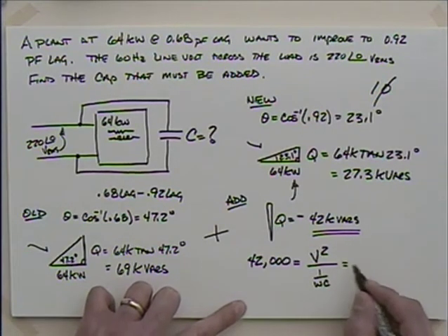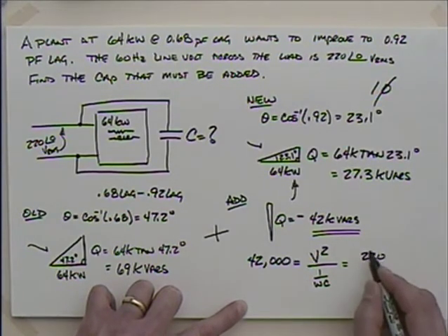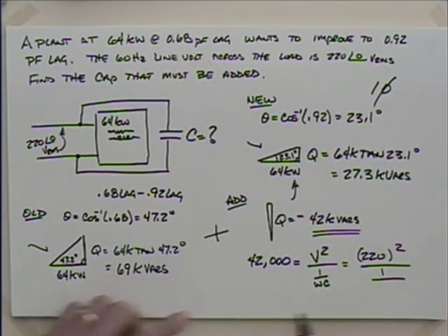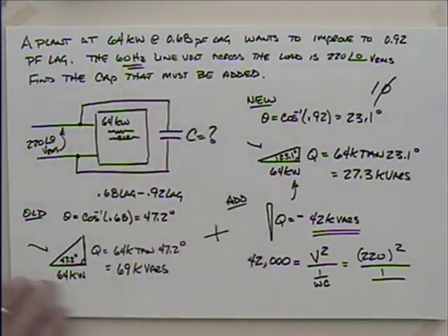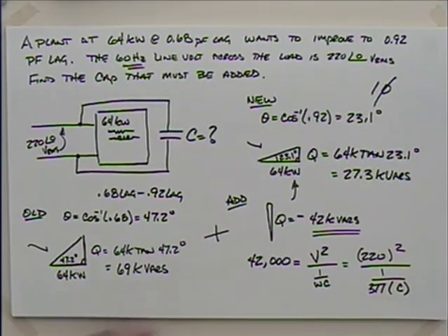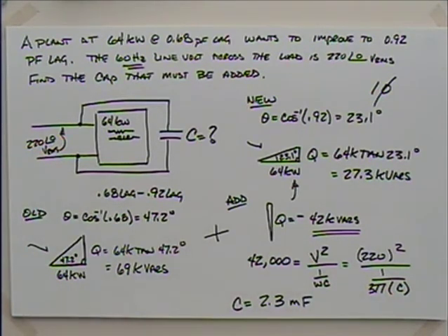So when I work this out, I've got 220, that's RMS, so I don't have to mess around with any halves or anything like that. I got 220 squared divided by 1 over, what's omega? 60 cycles. So omega would be 377 times your capacitance C. So you have one equation, one unknown, C. You can solve for that. C turns out to be equal to 2.3 milli, 10 to the minus 3. Takes a pretty good sized capacitor, millifarads.